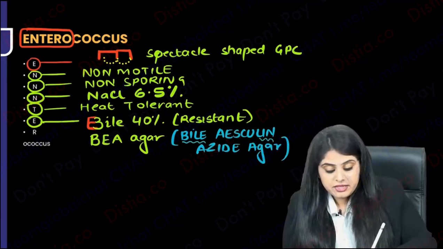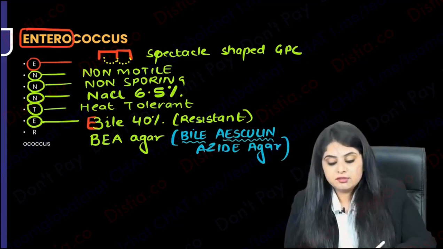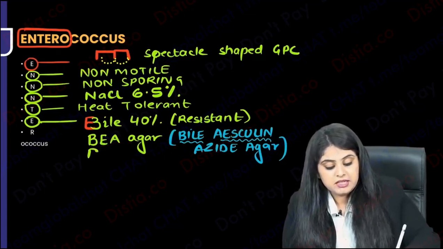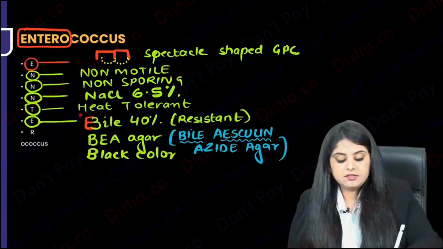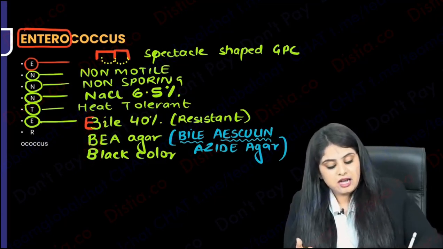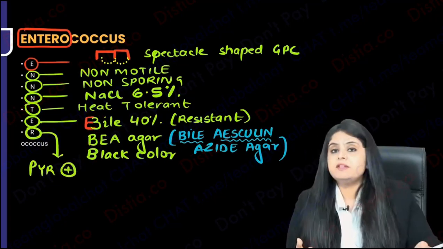And it causes esculin hydrolysis. So basically it can survive in bile, it can break esculin. So bile esculin azide agar will give it what color? Another B. It's gonna get a black color. So simple. Now the B tells me that it is resistant to bile, it is gonna grow in the bile agar and it is gonna get a black color. Now moving on to the last, the R. R is gonna be a reaction. It is PYR test positive.